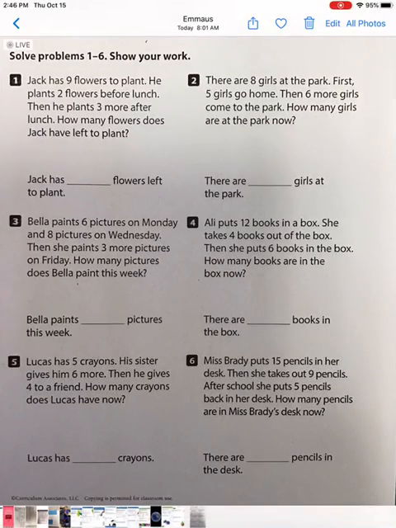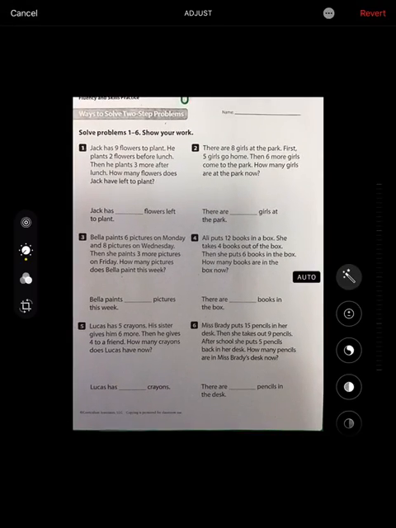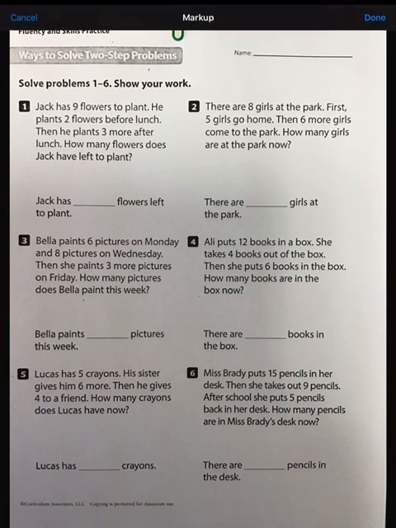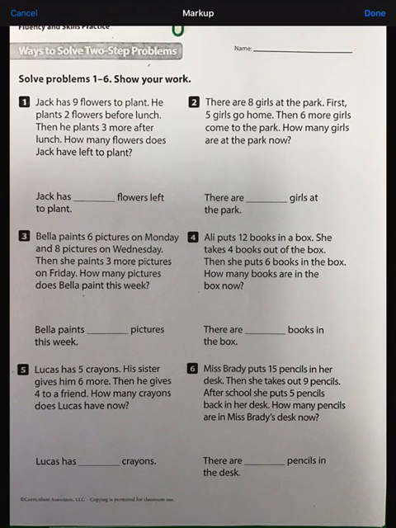All right, so looking at this worksheet, let's look at number 1. Number 1 says, Jack has 9 flowers to plant. He plants 2 flowers before lunch. Then he plants 3 more after lunch. How many flowers does Jack have left to plant?